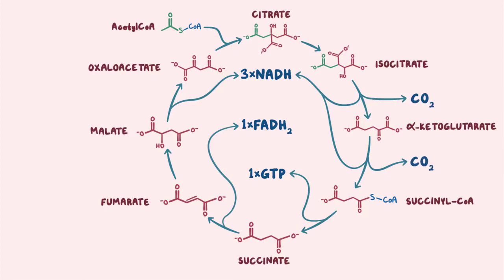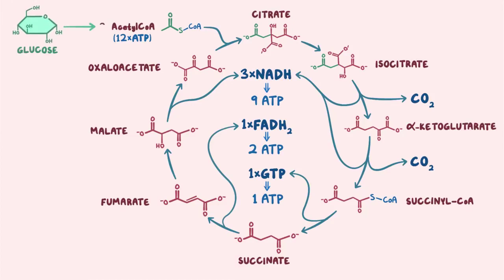In the electron transport chain, each NADH makes 3 ATPs, which totals to 9 ATPs, and each FADH2 makes 2 ATPs, which totals to 2 ATPs. Our 1 GTP yields the energy equivalent of 1 ATP, so we've just got 1 there. And so we make a total of 12 ATP molecules per acetyl-CoA. Also, since one glucose molecule splits into 2 pyruvates, each glucose molecule yields 24 ATP in the citric acid cycle.